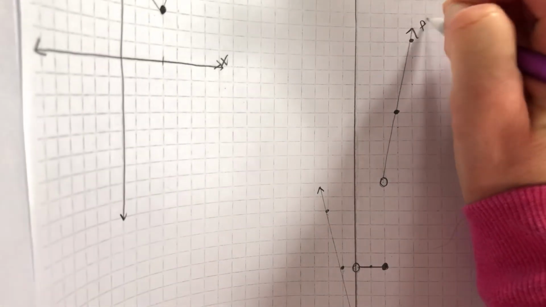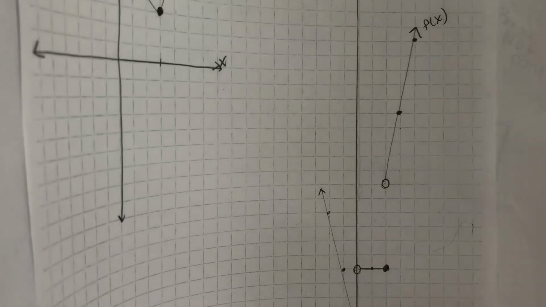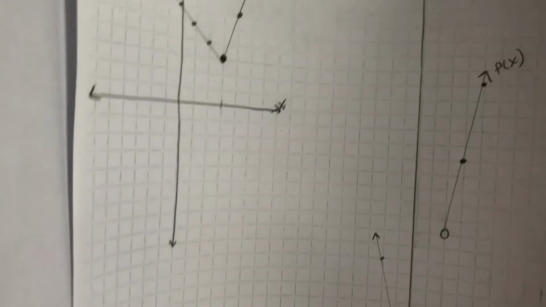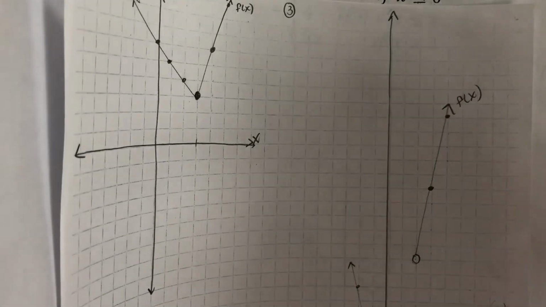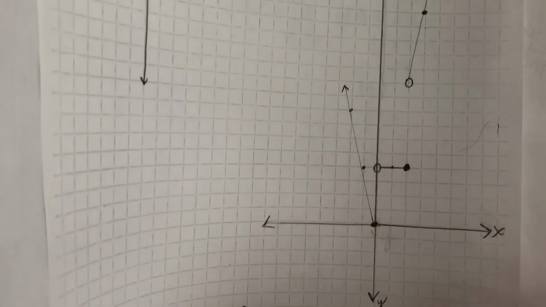And to finish it off, make sure you label with f of x. Also, don't forget to label the x and y axes up there. Oh, I labeled it down here at the bottom, the same thing.